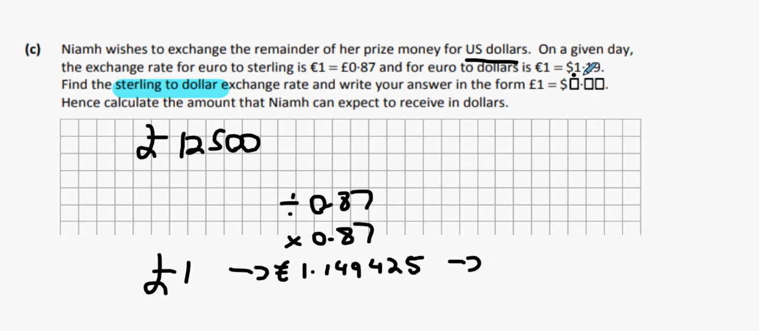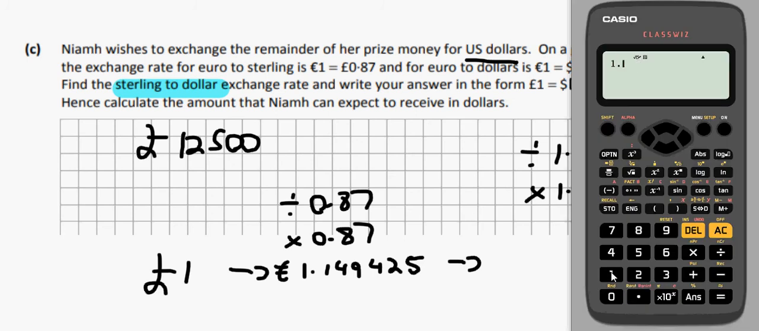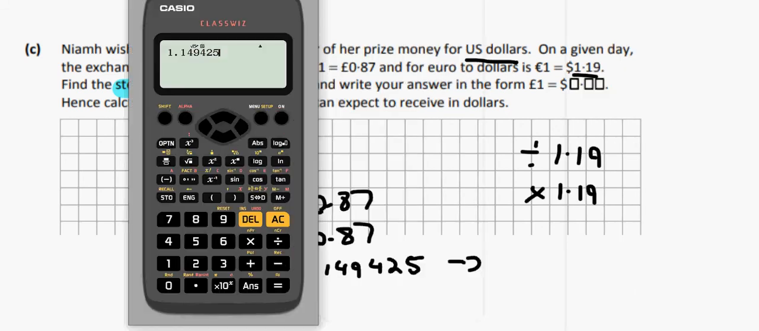Now, you either multiply by 1.19 or you divide it by 1.19. How do you know which one you're going to do? Are you expecting dollars to be a bigger number or a smaller number than euro? Bigger. So whichever choice makes it bigger. Which choice makes it bigger? Multiply in this case will make it bigger. Once again, test both of them. Whichever one works, use it. So I'm going to get 1.149425, and I'm going to multiply that by 1.19.